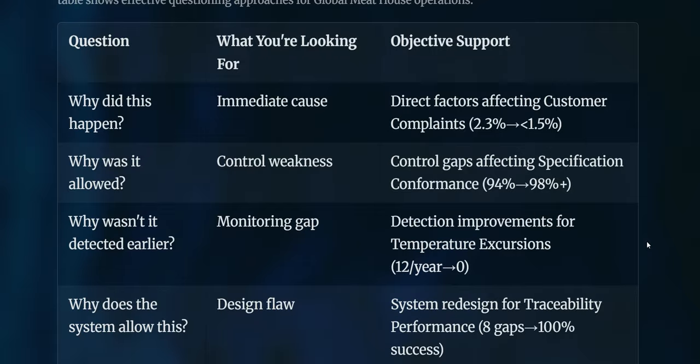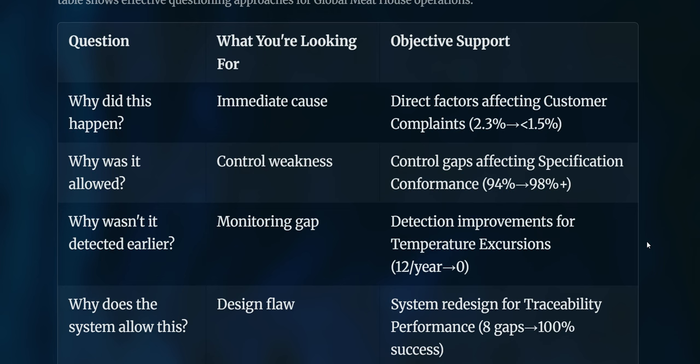The first question asks, why did this happen? What we are looking for with such a question when conducting root cause analysis is the immediate cause. The objective support here is direct factors affecting customer complaints reduction, and we are aiming for reduction. Second question, why was it allowed? What we are looking for here is the control weakness, and objective support with such investigation includes control gaps affecting specifications conformance, which we want to enhance with our objectives.